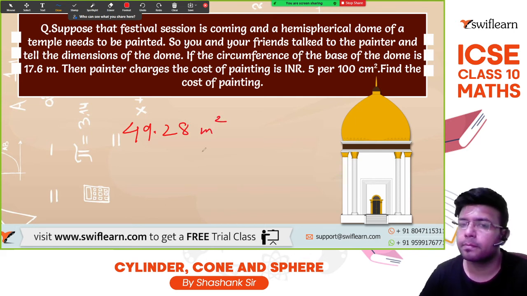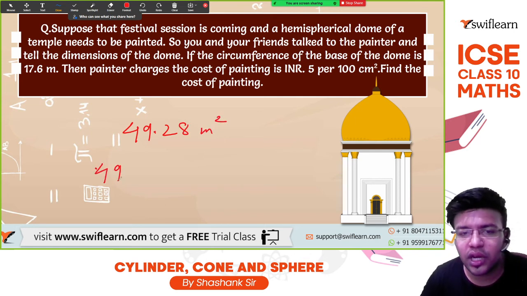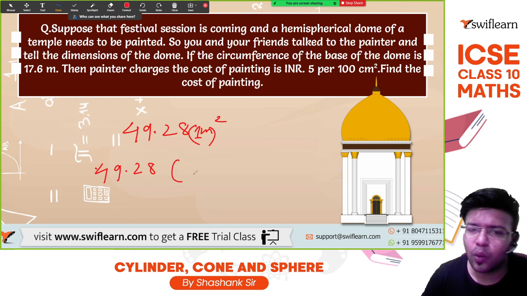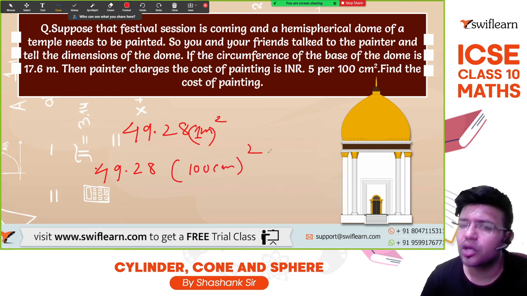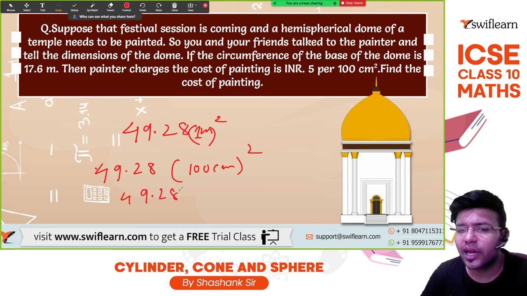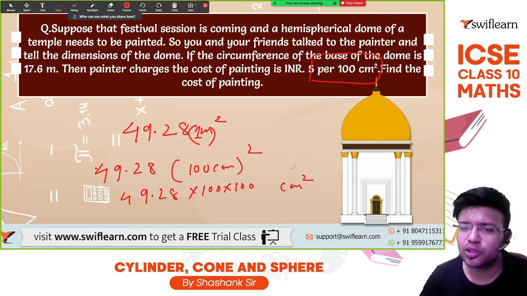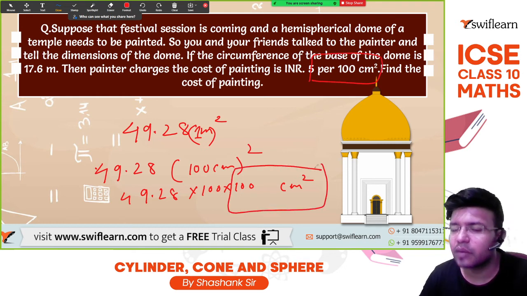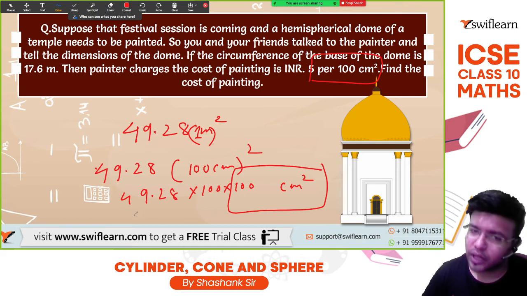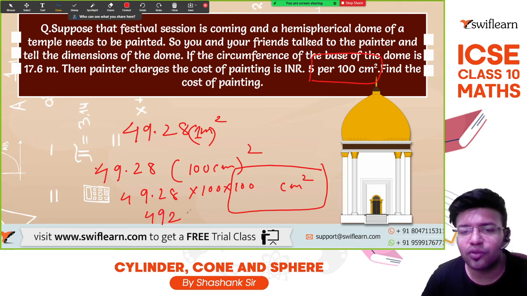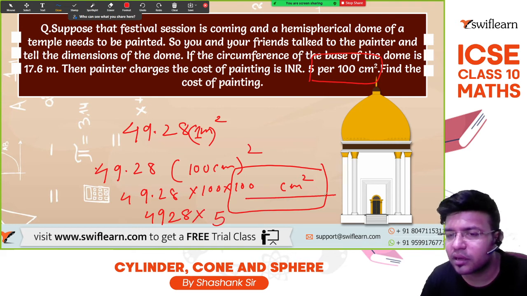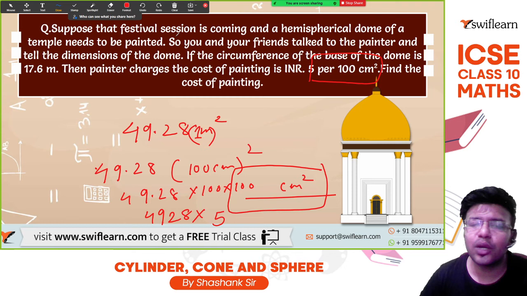Convert this meters into centimeters. 49.28 meters square. Now 1 meter is 100 centimeters, so its square is 100 into 100 centimeters square. Now, 5 rupees per 100 centimeter square, he is going to charge 5 rupees. So it is 49.28 into 100, which is 4928, into 5. Per 100 centimeter square is 5. So 4928 into 5.